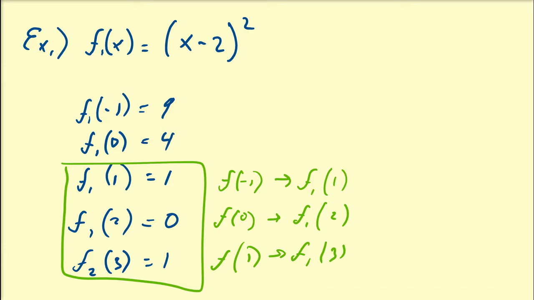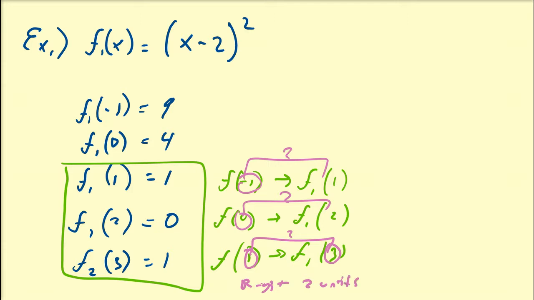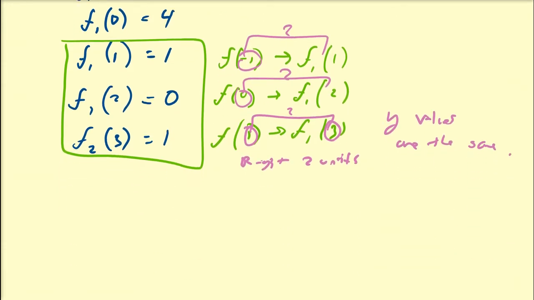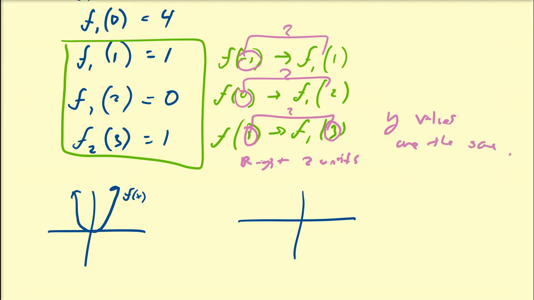So what can you tell me about all the x values? Notice that all the x values have shifted over to the right 2 units. And the y values are the same. So if we look at our original function, let us assume this is f of x, and we want to graph our new function, say f1 of x. We're going to take all these points and move them to the right 2 units. So then we're going to have this function.